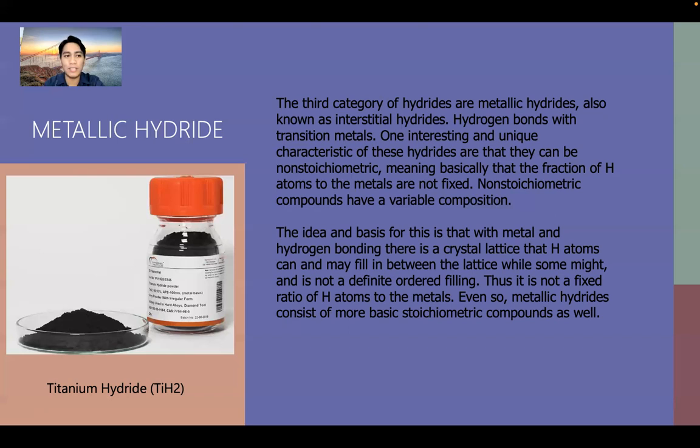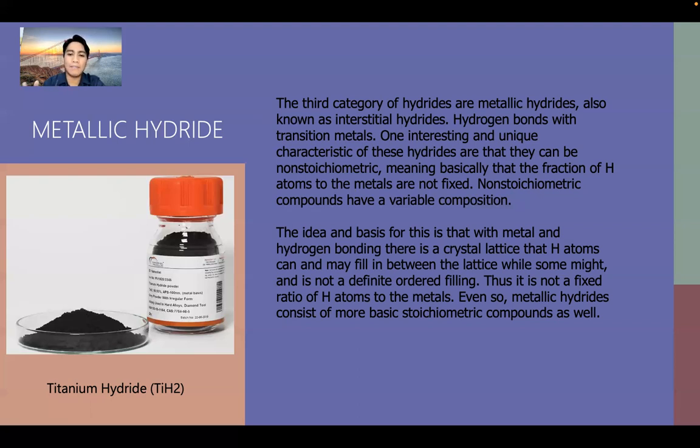Not like, for example, the saline hydrides, I mean, in the alkali metals, which have a ratio of 1:1, and in the alkaline earth metals, which have a ratio of 1:2. But in the metallic hydride, it is non-stoichiometric. Okay? It is non-stoichiometric. So it means it is not fixed. It can have more metal or less metal.